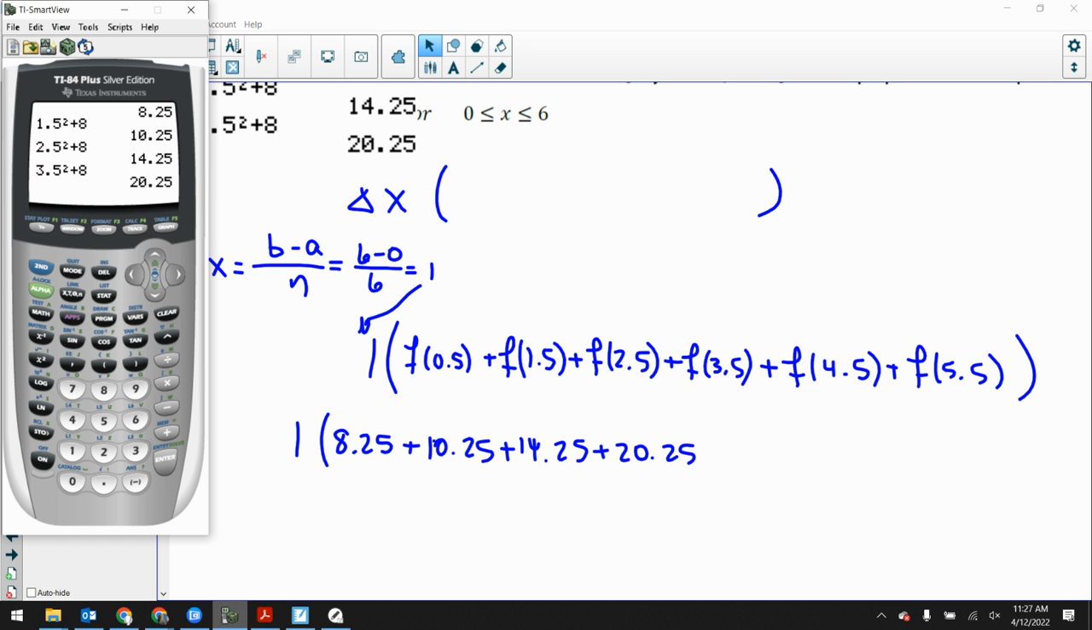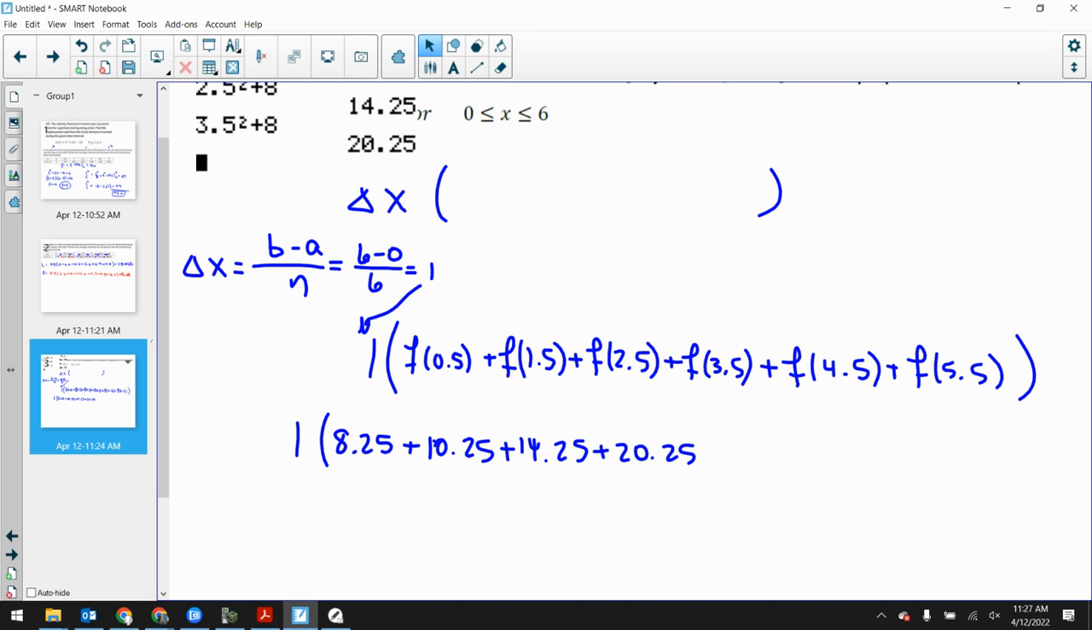And then we keep going. So that was 3.5. So 4.5 squared plus 8. And then we have 5.5 squared plus 8. So an additional 28.25 and 38.25. Just running those values through the equation. And 119.5 looks like.